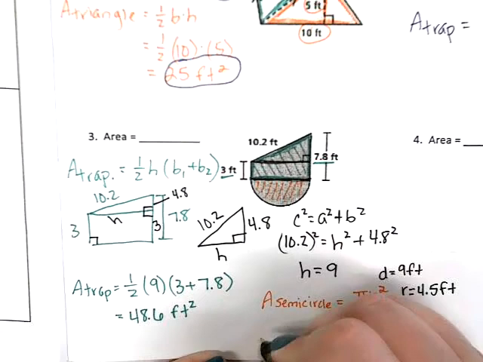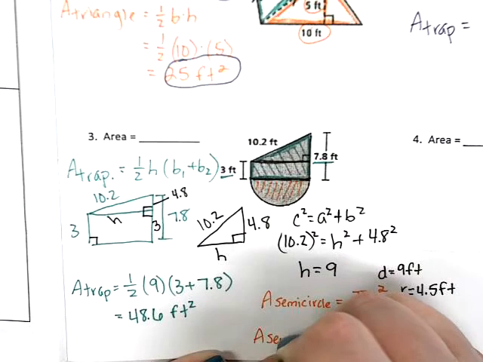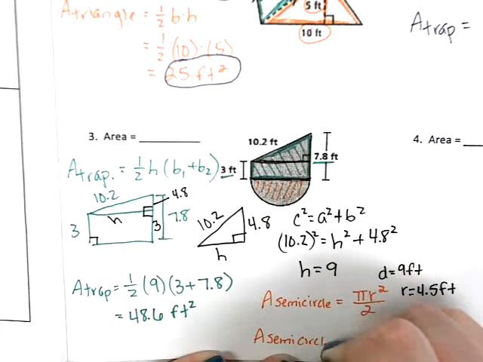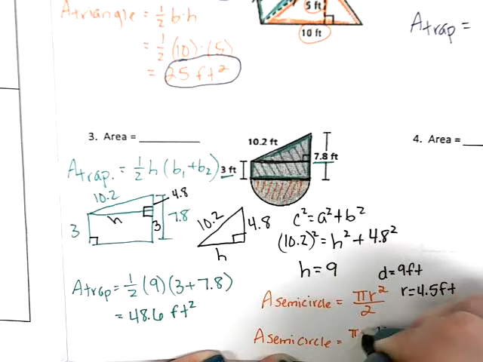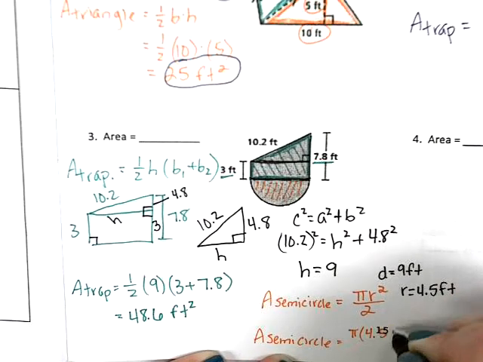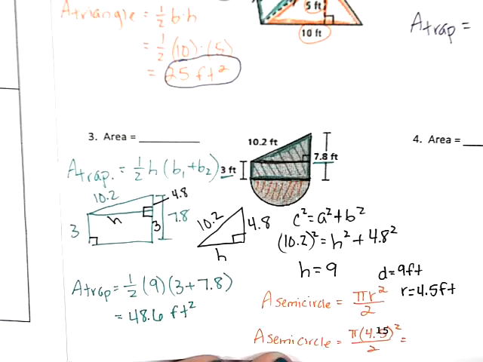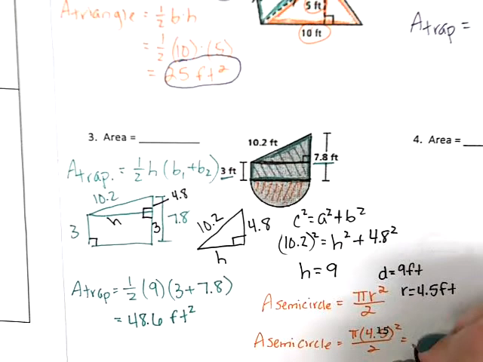So let's do the area of our semicircle. Pi times 4.5 squared over 2. I'm going to leave it in terms of pi. So plug in everything in your calculator except for pi. 4.5 squared divided by 2, and we end up getting 10.125 pi feet squared.